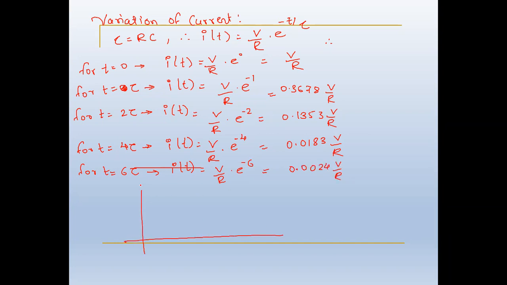What does it indicate? Let us draw the graph of the transient response, I of t versus t. The initial value is maximum. After a certain duration, it will decrease. So the variation of discharging current with respect to time can be drawn like this. This is the time constant, that is 0.3678 V by R. So this is the response of the circuit.